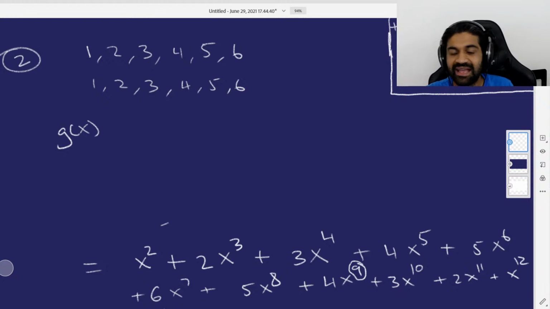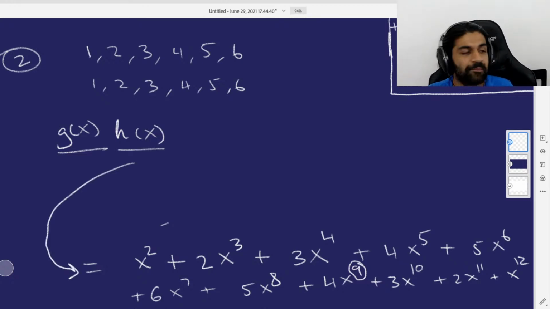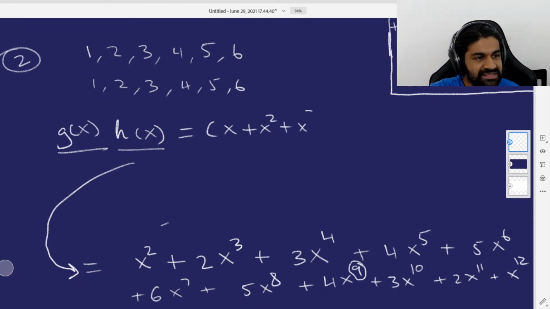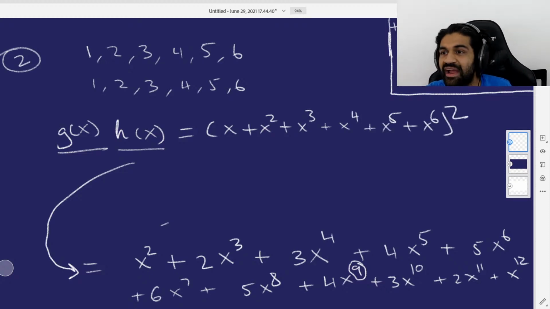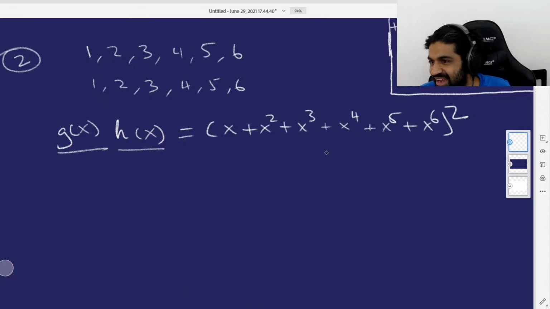But here's the thing. If I have 2 die, g of x and h of x, then what must their product be? Their product must be exactly this, because the table for rolling these 2 die must be exactly the same as the product here. So in fact, g of x times h of x must be x plus x squared plus x cubed plus x to the 4th plus x to the 5th plus x to the 6th quantity squared. Let me know if there are any questions at all about that, because now we can factor the right-hand side to try and figure out what the possibilities are for our 2 die g of x and h of x.